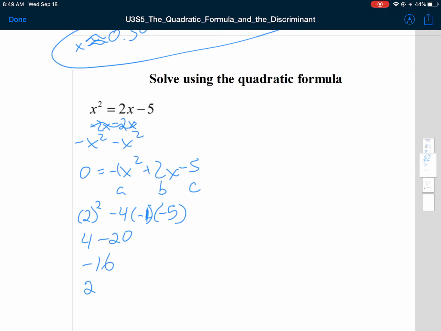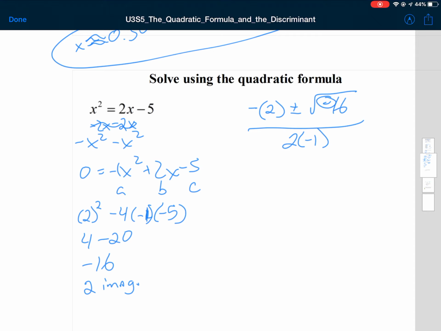So that means 2 imaginary answers, because I'll put the opposite of b, which is 2, plus or minus the square root of negative 16 over 2 times negative 1. Now here I'm going to have the factor tree for 16, which is 4, and because of that negative, that's where I'm going to get my imaginary, my i. So the square root of 16 is 4, and the square root of that negative value is i, so 4i, plus or minus, negative 4 and negative 2.